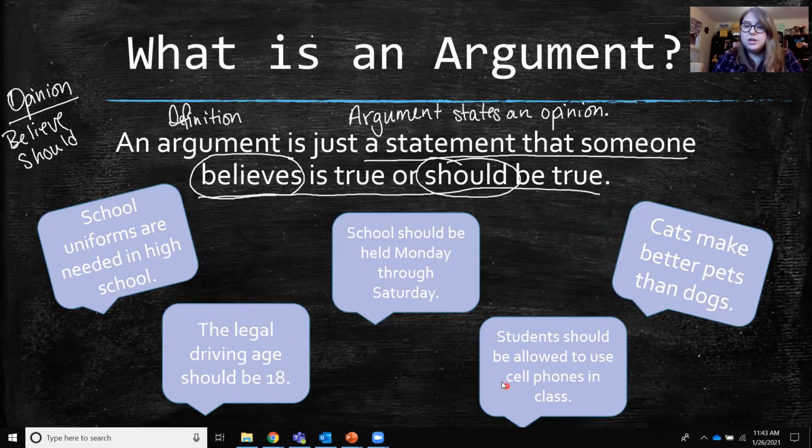Students should be allowed to use cell phones in class. Okay, I'm seeing that argument word and I'm seeing that opinion word here with should. Cats make better pets than dogs. Okay, I could see that happening too. What we want to remember with each of these is that these are personal statements that someone believes to be true. And since they're personal, we know we're dealing with an opinion. That's got to be our key takeaway here, is that whenever we see opinion words, we want to think of personal ideas. And when we see argument, we want to think of opinion.